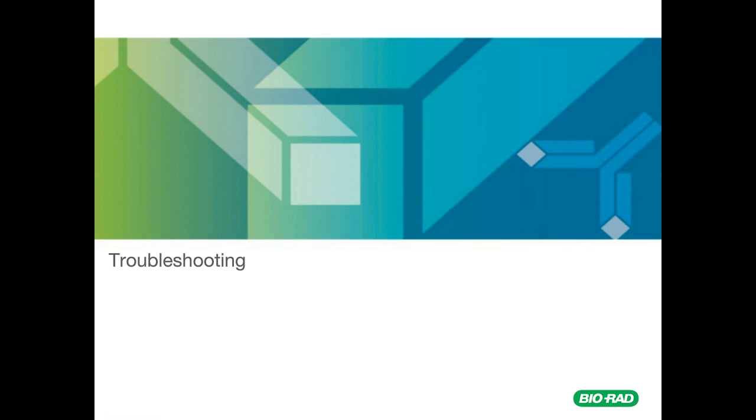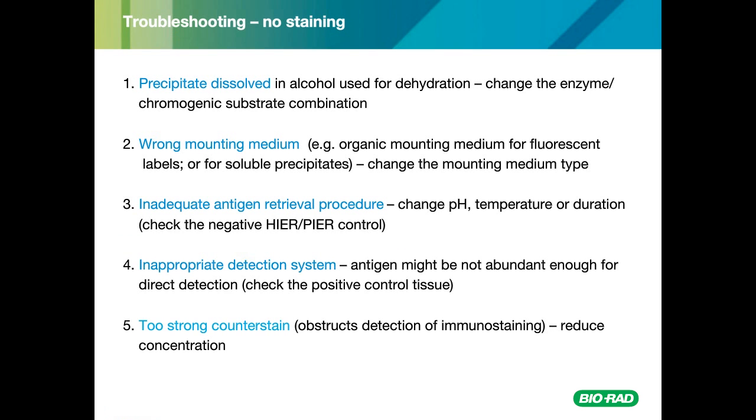What could be the reason if I do get insufficient or no staining at all? Scenario 1. The precipitate could have been dissolved in the alcohol used for the dehydration step. The solution is to change the enzyme chromogenic substrate combination. For example, change the HRP and AEC combination to HRP and DAB. The precipitate formed by the latter combination is insoluble in alcohol.